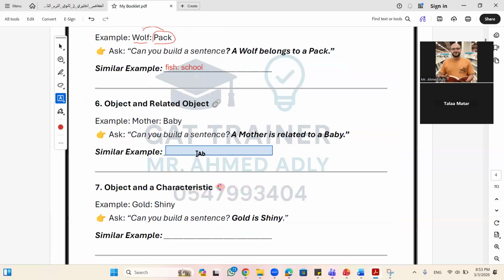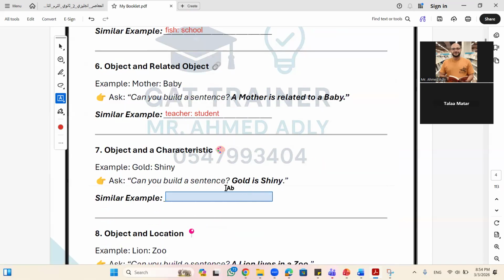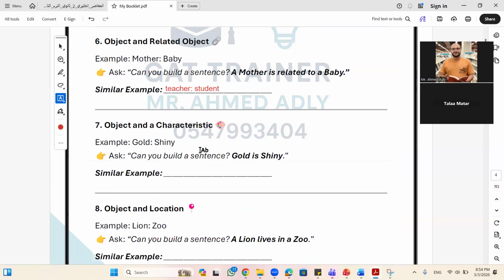Object and related objects. For example, a mother is related to a baby. A teacher is related to students. Perfect. Student.